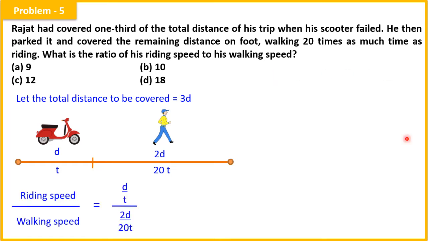Riding speed to walking speed is equal to, what is speed? It is distance by time. So distance D, time is T. Walking speed, again distance is 2D and time is 20T. So this ratio comes out to be 10. Option B is the right answer.